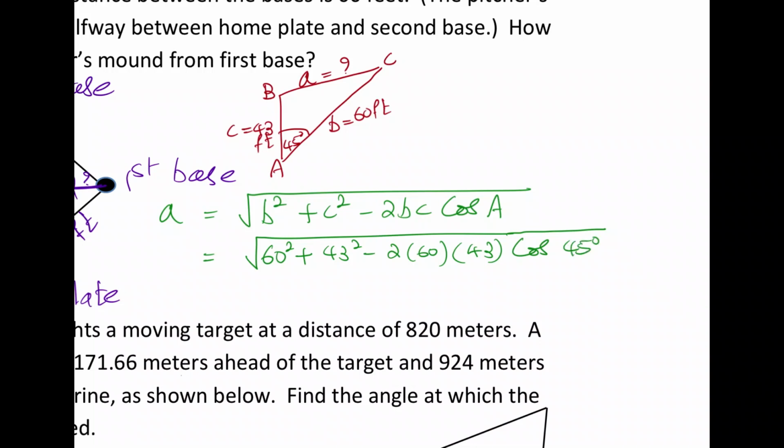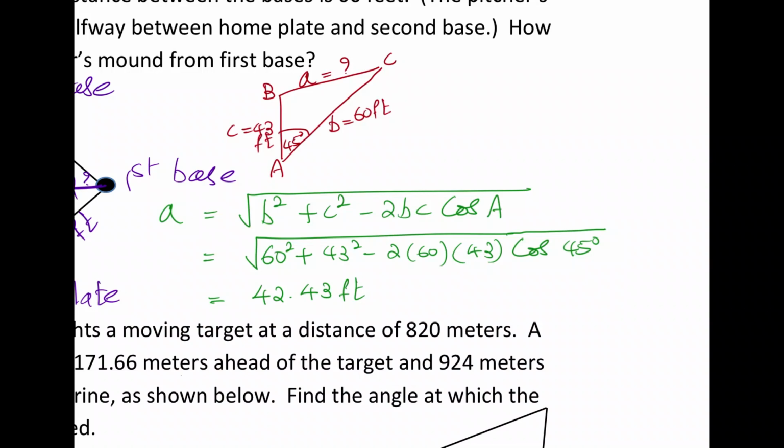So go ahead and pause the video at this point and plug in all of this information. Once you have the answer, then come back and check if you have the correct answer. So the answer I have for this problem is 42.43 feet for the distance from the pitcher's mound to the first base.